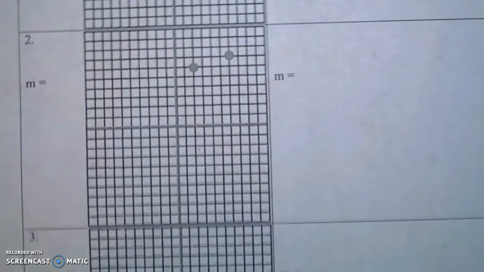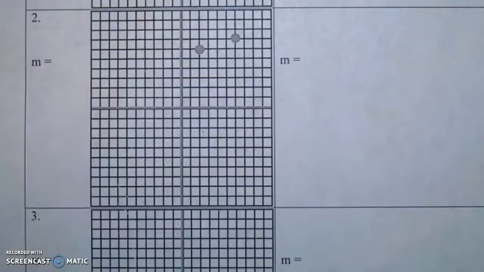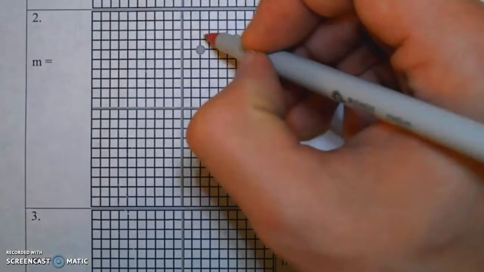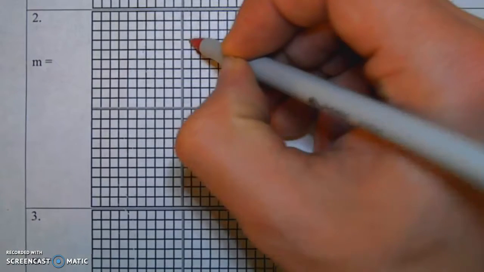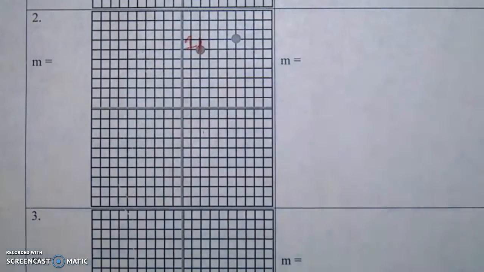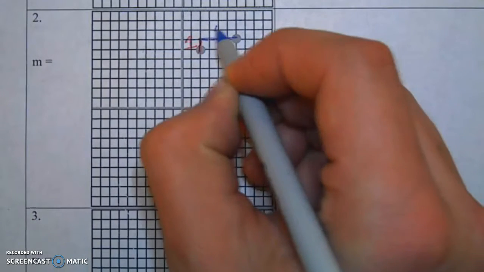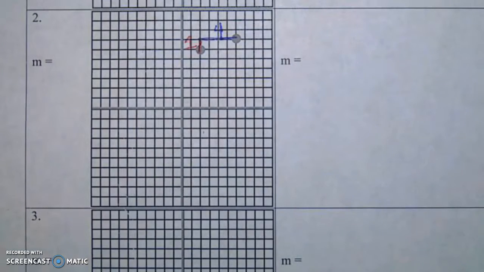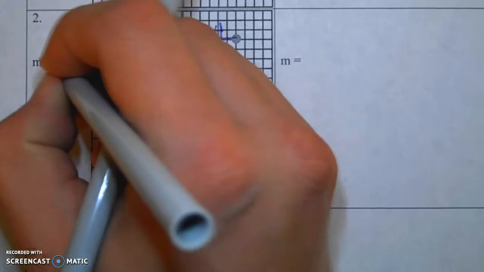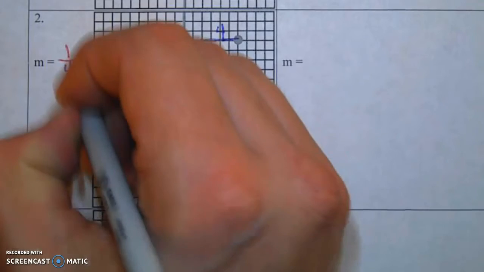Okay, let's go on to number 2. On number 2, I'm looking at these points up here in the first quadrant. The rise is 1, and the run is 1, 2, 3, 4. So it runs 4. So my slope then should be up 1 over 4.